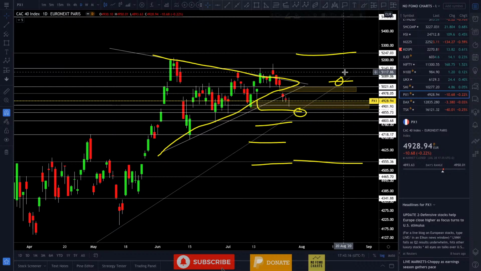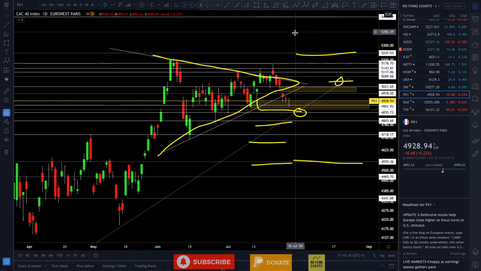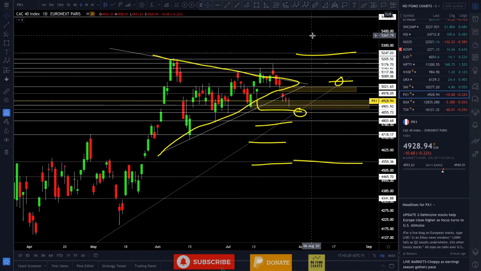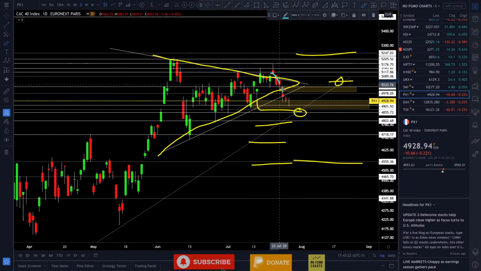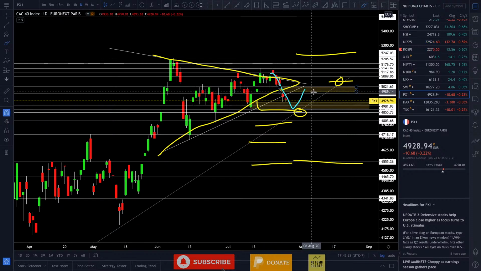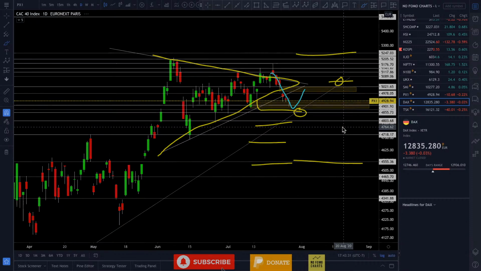Also, there's resistances above 5117, 5176, 5200. So again, the question is, where is this going to find support, and then where is it going to bounce for the lower high? It could be a trend change, or it could break down, right? So let's leave that blue line for next time.